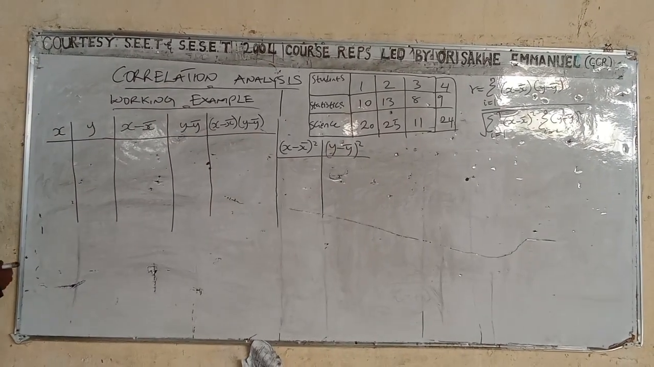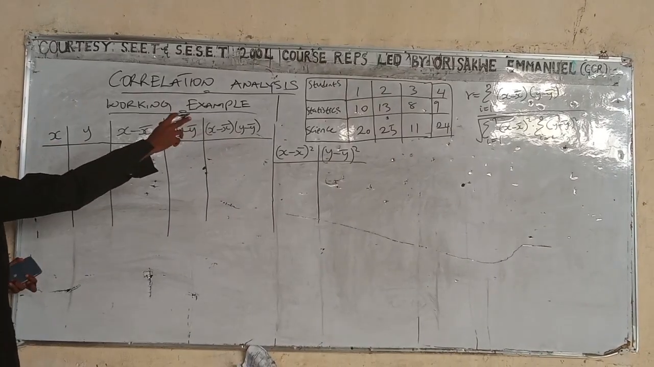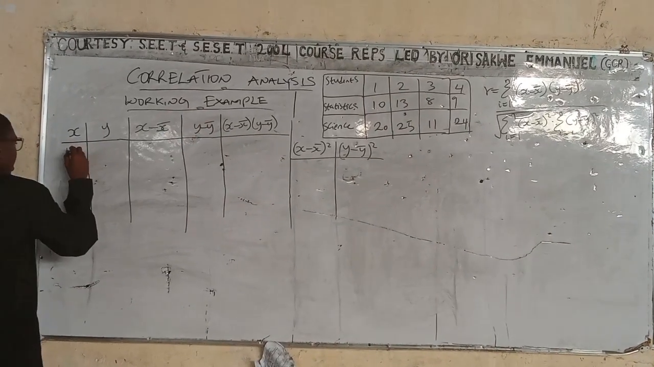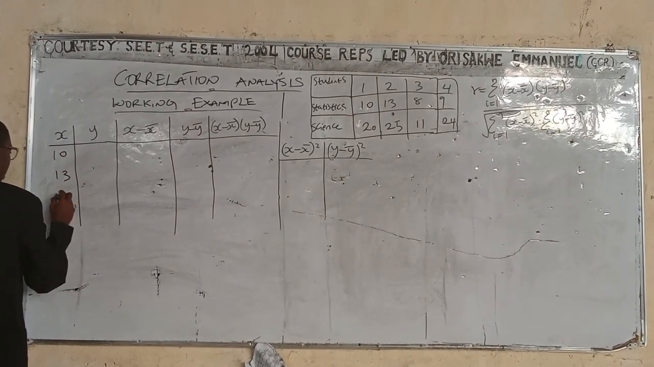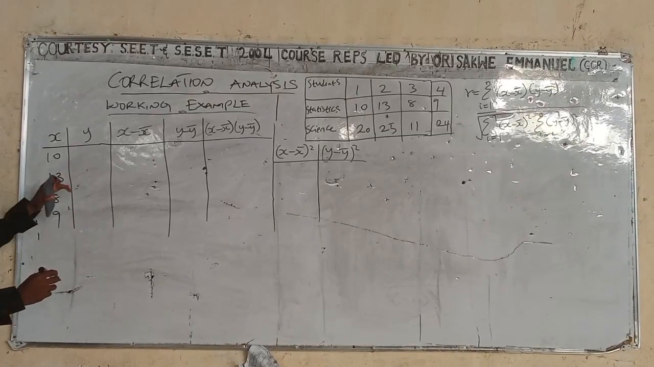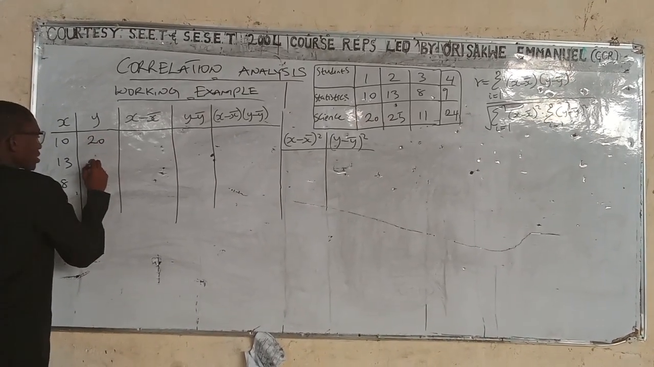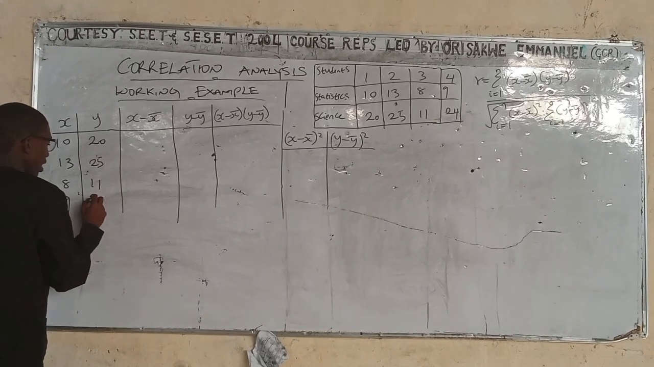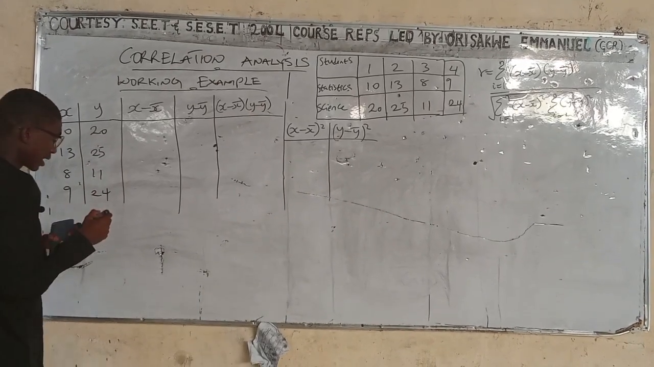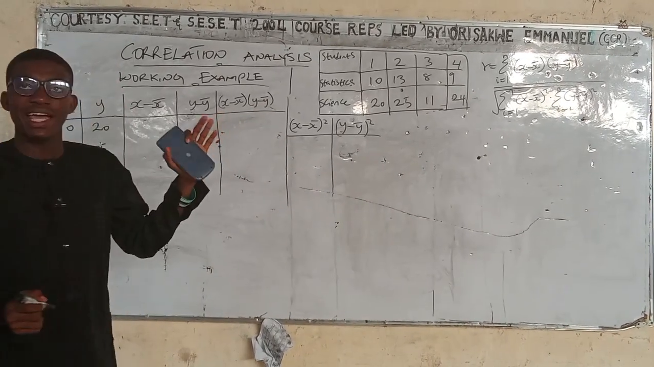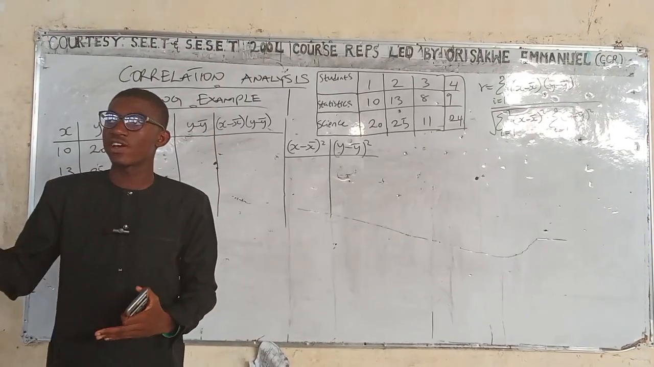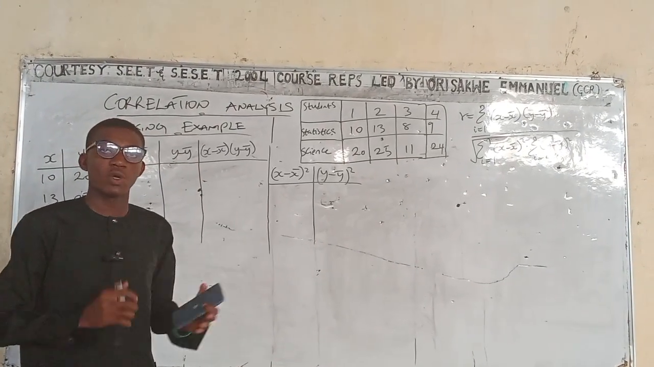Now, what is our x bar? What is our x variable? The first data, which is statistics. So it's 10, 13, 8, and 9. Our y, the second one, which is science, 20, 25, 11, and 24. Now, for what I said earlier, x bar is the mean for the x variable and y bar is the mean for the y variable.